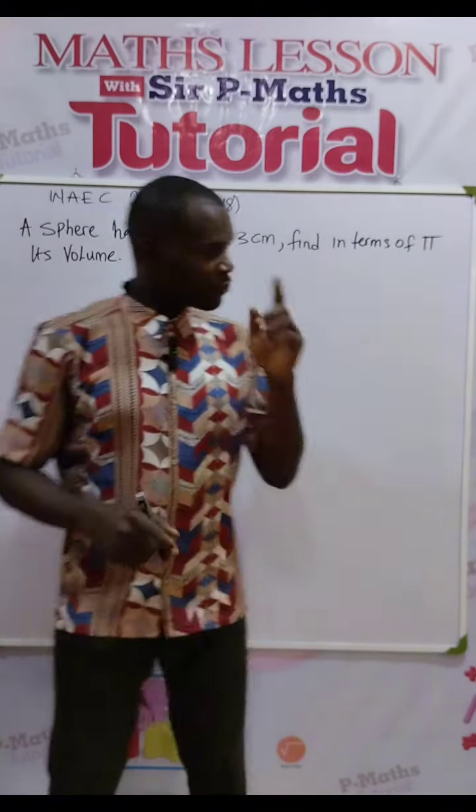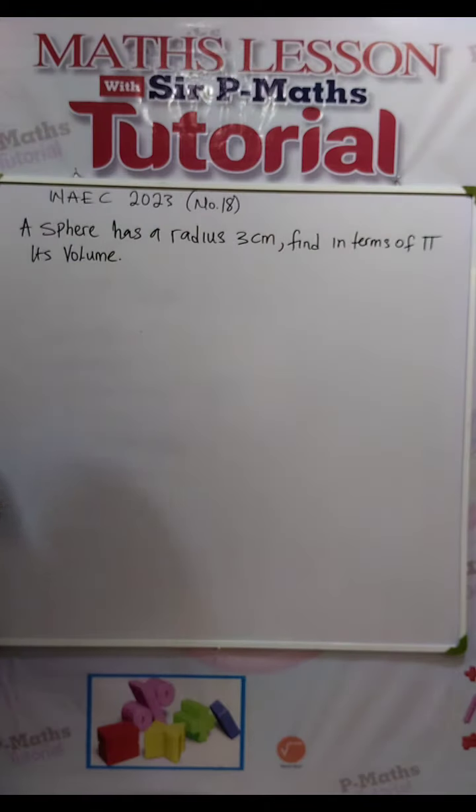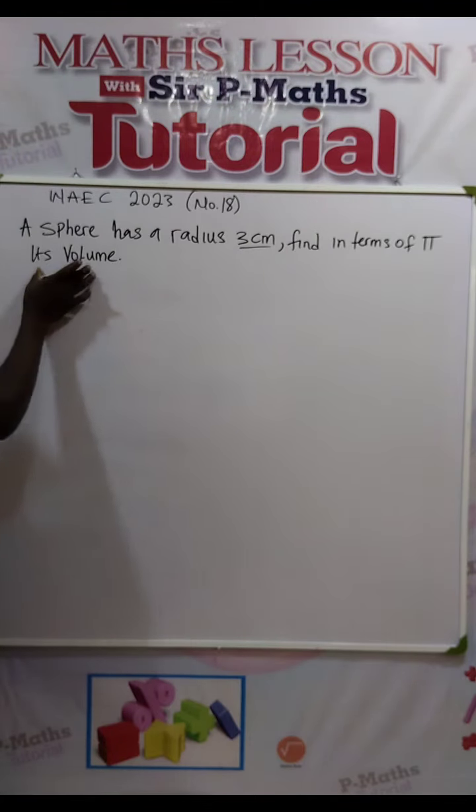In our lesson today, we are simplifying this question we have here on the board. A sphere has a radius of 3 cm. Find its volume in terms of pi.